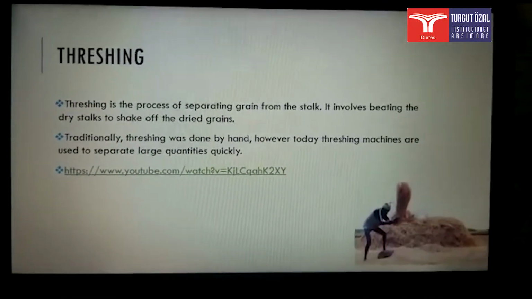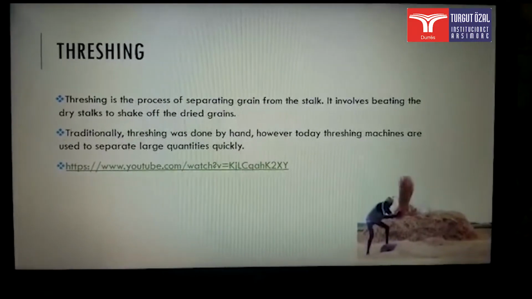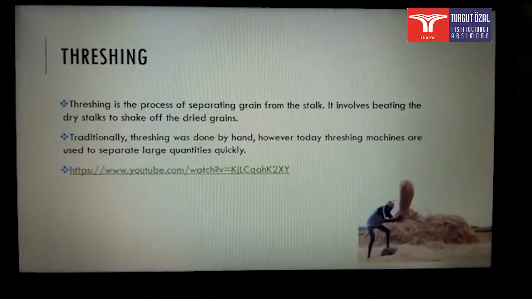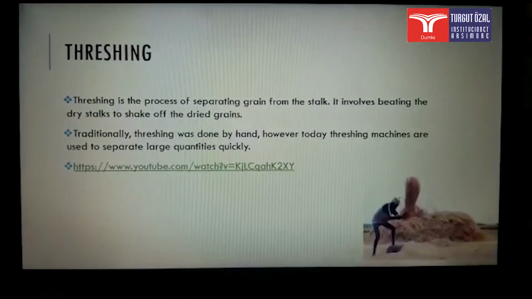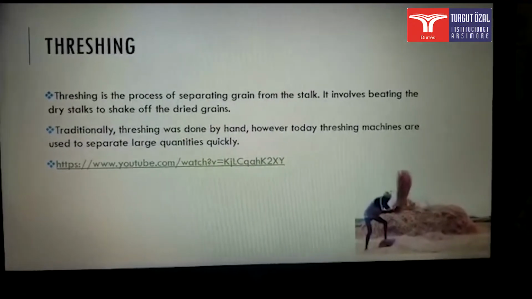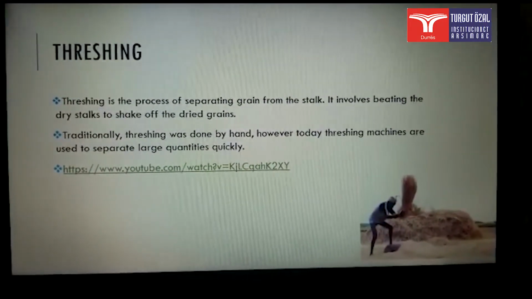Threshing. Threshing is the process of separating grain from the stalk. It involves beating the dry stalks to shake off the dried grains. Traditionally, threshing was done by hand. However, today threshing machines are used to separate large quantities quickly.